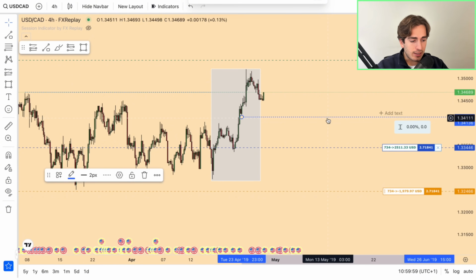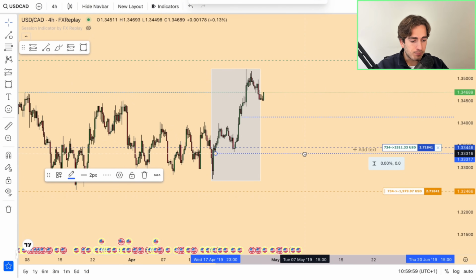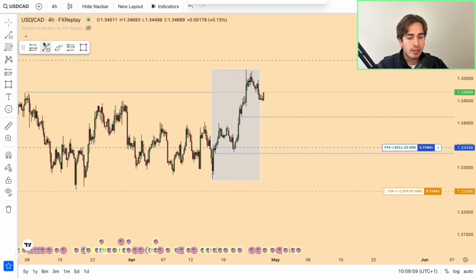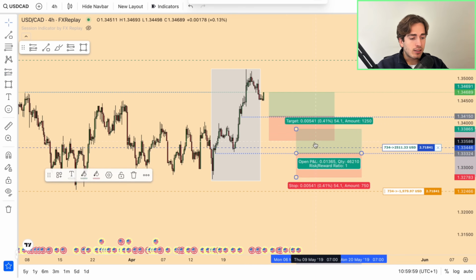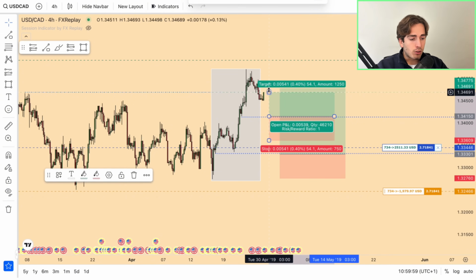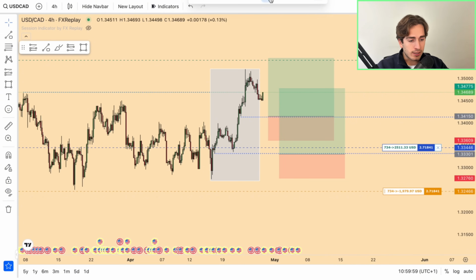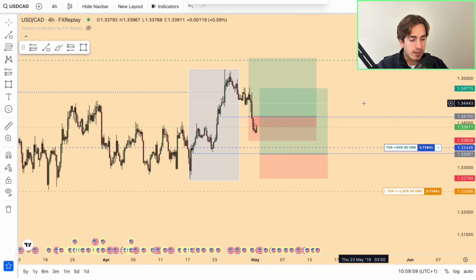So here we have liquidity and here we have liquidity. So all I'm simply doing is waiting for this low to get taken or this low to get taken, and then I'll look for a new long back in towards the highs again. Okay, so we take out the first low.